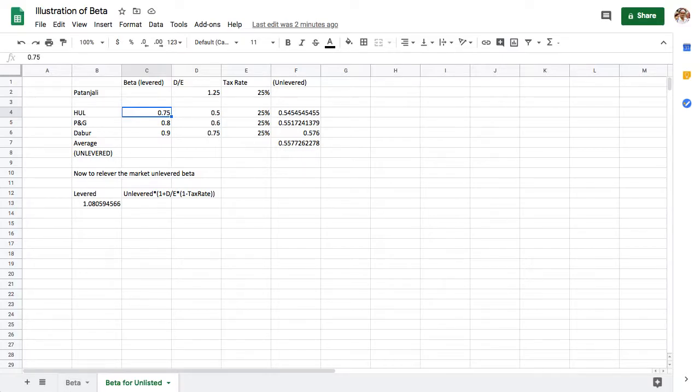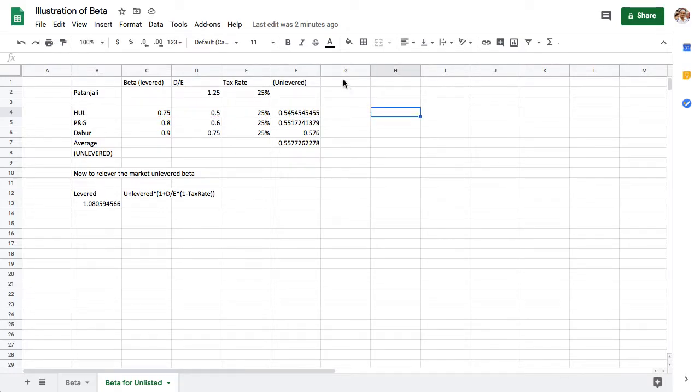The logic behind this would be a bit long to explain right now, so you might just understand the process first. We have the three betas, the three debt to equity ratios, and the three tax rates. So we need to calculate unlevered beta. Let's look at this formula that I have input. Unlevered beta is equal to levered beta divided by 1 plus the debt to equity ratio multiplied by 1 minus tax rate.